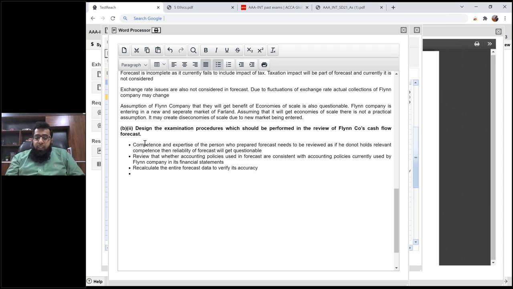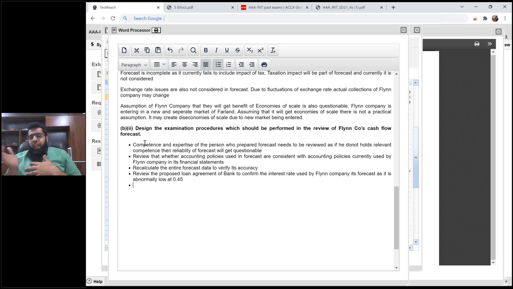Now let's move towards some specific procedures. Review the proposed loan agreement of the bank to confirm the interest rate used by Flynn Company in its forecast, as it is abnormally low at 0.4%. So you need to review the loan agreement. You can have other procedures also. If you look at the examiner's answer, he's written around 30 procedures, but you just need to write 9 of them. So 9 procedures are nothing in this forecasted data.